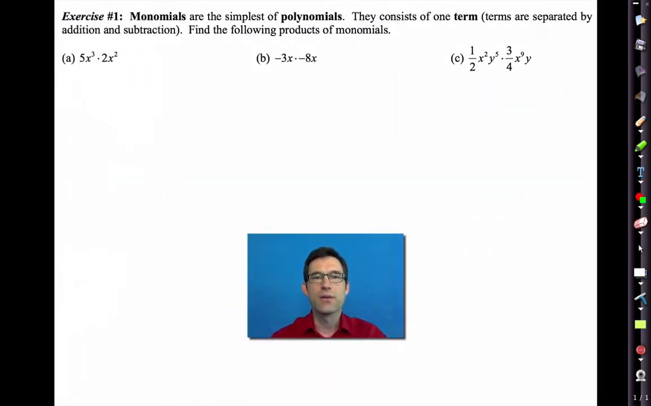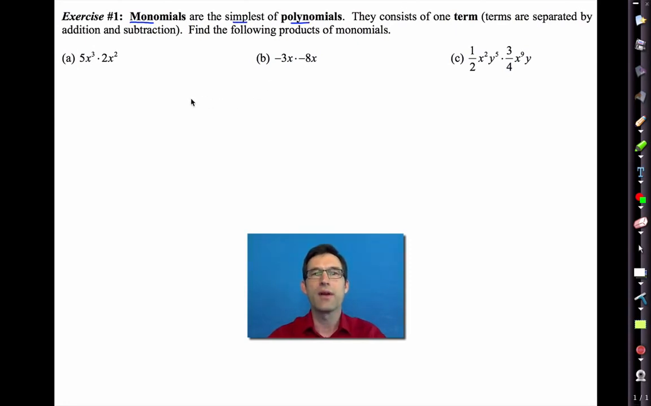In the last lesson, we learned about polynomials, which are collections of monomials that behave a lot like the integers, right? They behave a lot like our power of 10 base system. Today, what we're going to see is how we can multiply those polynomials together. Now, we've done this before, a little bit of it, so a lot of today is going to be review. But we should start with monomials. Monomials, or single terms, are the simplest of polynomials.